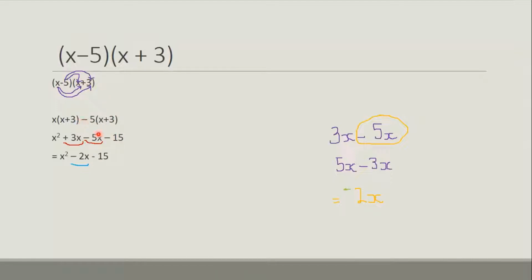So you put minus 5 times 3, which is 15. Then you get x squared plus 3x minus 5x minus 15. So now we have collected like terms, since x squared is by itself, the terms with x are by themselves, and the 15 that's alone is also by itself.